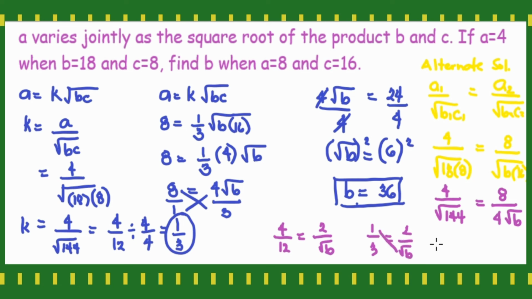Let's cross multiply now. 1 times the square root of B is the square root of B. 2 times 3 is equal to 6. So again, we will square. The square of the square root of B is B. That's the square root of B squared actually. 6 times 6 is 36. There, you'll get same answer.